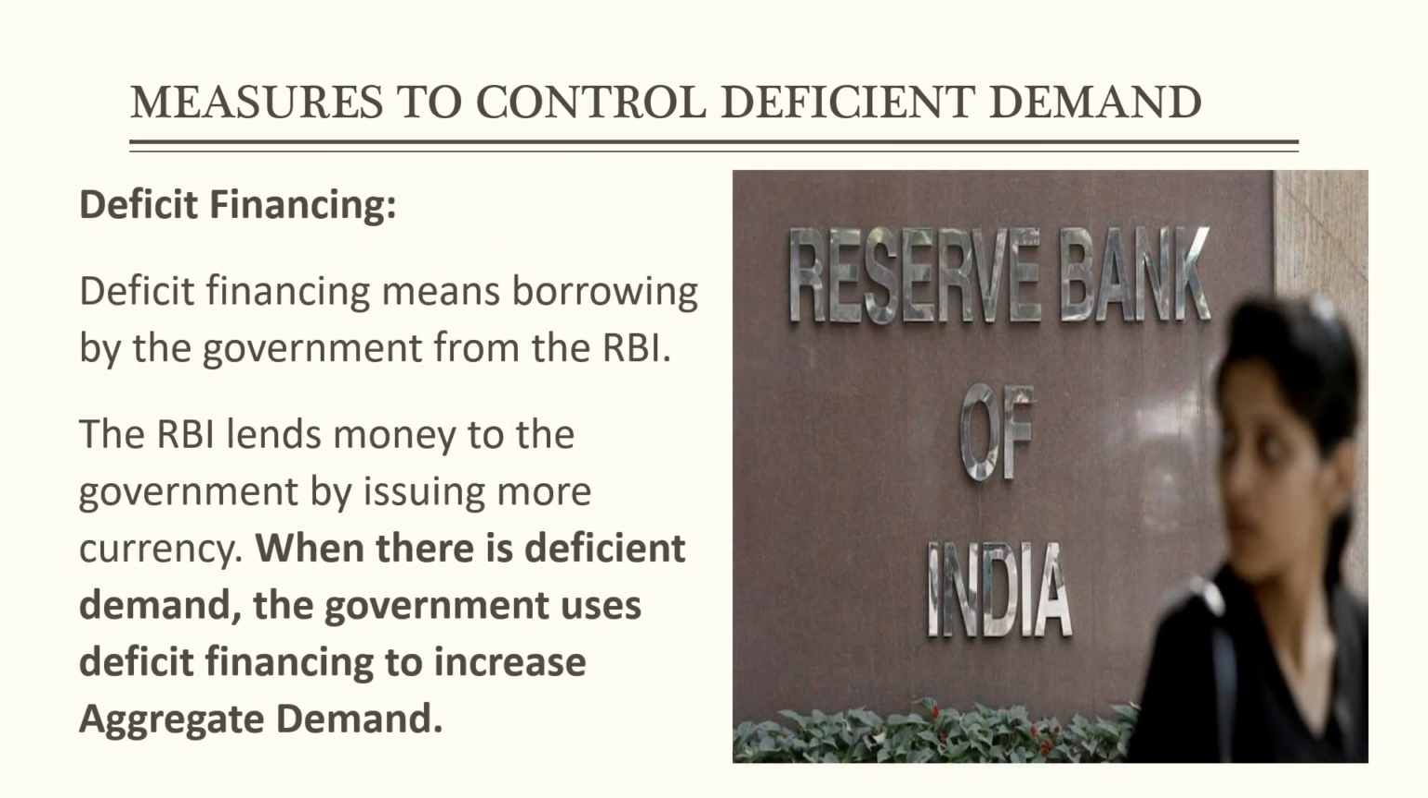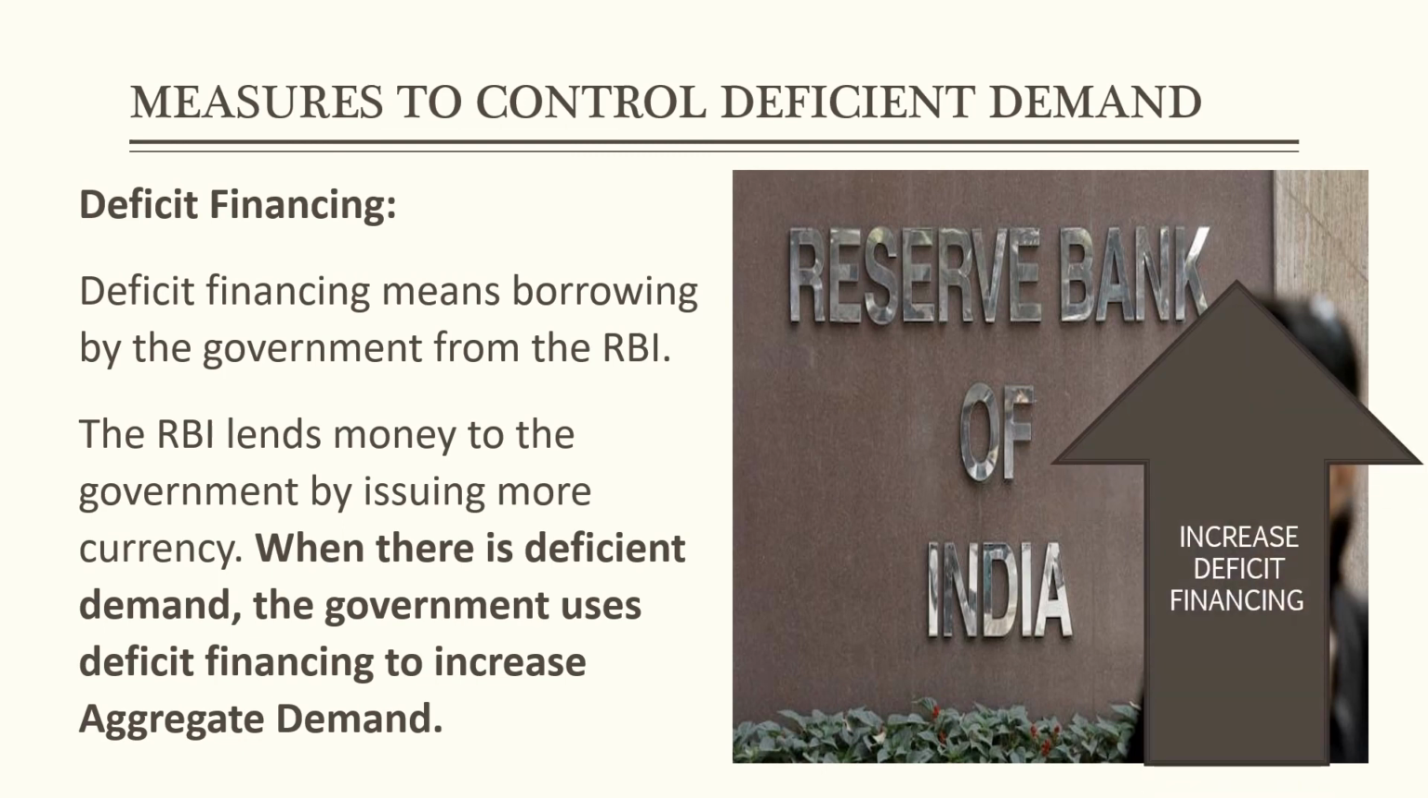What do you think will be done in times of deficient demand where deficit financing is concerned? We know that the RBI lends money to the government by issuing more currency. But when there is deficient demand, the government will need the money from the RBI because they want to spend money on behalf of the people because people's purchasing power is less. So the government will need to borrow from the RBI. When there is deficient demand, the government uses deficit financing to increase aggregate demand. The government will increase the borrowings from the RBI.